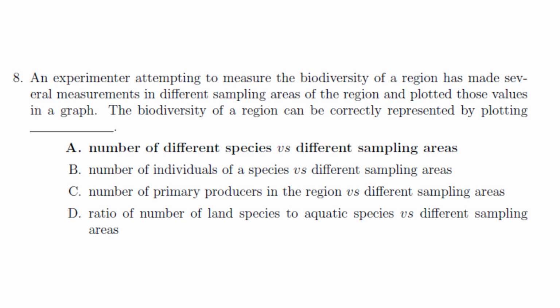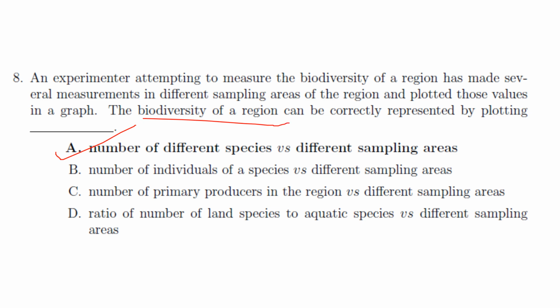Then the next one. An experimenter attempting to measure the biodiversity of a region has made several measurements in different sampling areas of the region and plotted those values in a graph. The biodiversity of a region can be correctly represented by plotting the number of different species versus different sampling areas. Yes. That will give the biodiversity of a region.